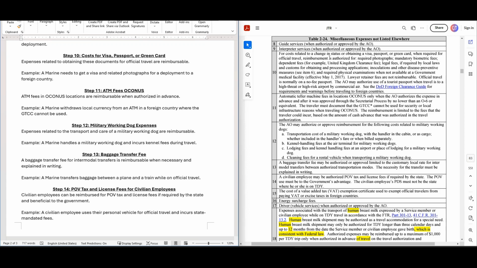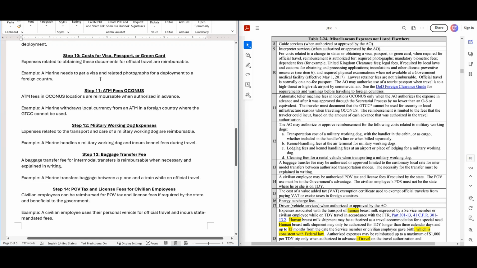Number 10, for costs related to the change in status or obtaining a visa, passport, or green card when required for official travel, reimbursement is authorized for required photographs, mandatory biometric fees, dependent fees, for example, the United Kingdom clearance fee, legal fees if required by local customs for obtaining and processing applications, and other things like this. Disease prevention and required physical examinations kind of already went up into the other ones. So this is where we're talking about more of those situations to make sure that you have the citizenship or the required paperwork to allow you to obtain those passports to go forward.